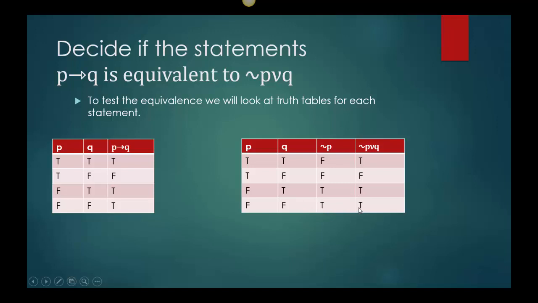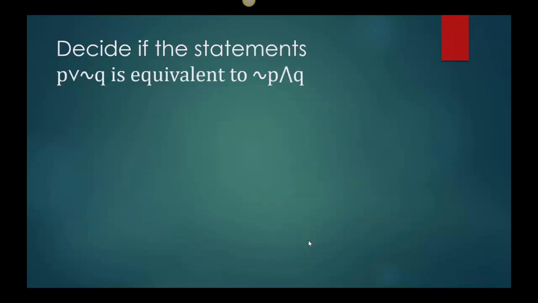Okay. Now that I have both of my truth tables, I want to compare the last column in each of the charts. So in this one, I have true, false, true, true. On this one, I also have true, false, true, true. This says, because the last columns are equal, the statements are equivalent. So let's try it again.